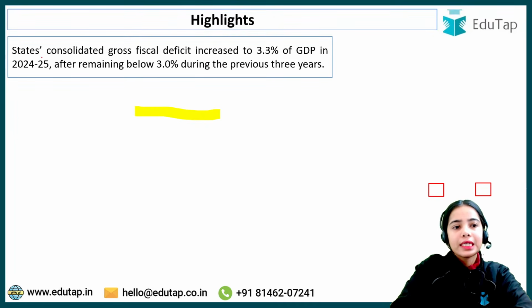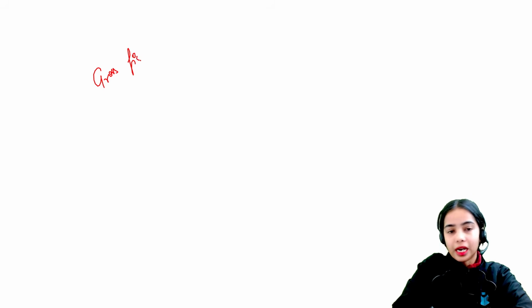First of all, states' consolidated gross fiscal deficit. What is gross fiscal deficit? Anyone has any idea regarding the data regarding the gross fiscal deficit?